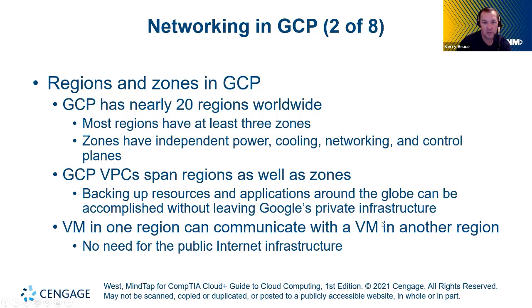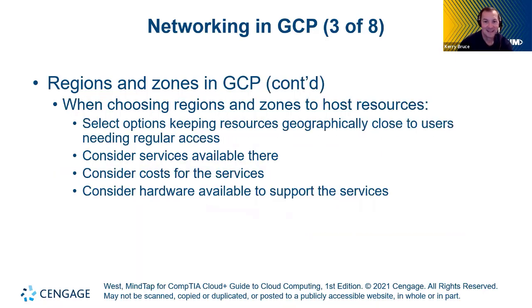VMs in one region can communicate with VMs in another region. So I can have these communicate directly without going onto a public internet. This is all internal to Google's network. So just imagine that, right? Google has their own private network that spans the globe, and they can outsource that network to hundreds of thousands of customers and handle it no problem, right? Kind of scary how big their networks are, right?